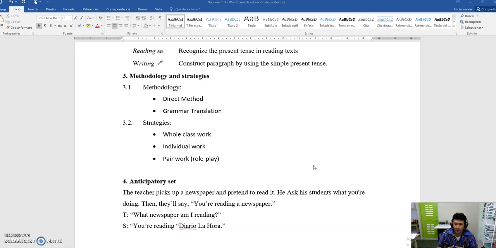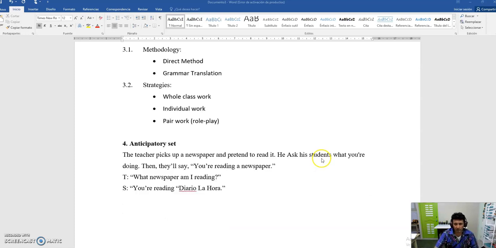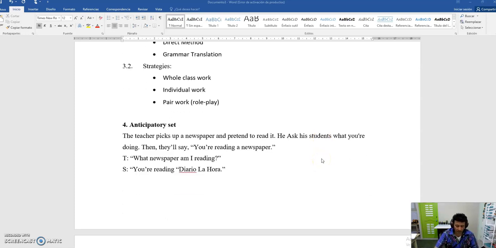And then I will ask the students, what newspaper am I reading, and students have to respond. For example, you are reading the Diario La Hora. Well, it could be any newspaper. For example, in the place where I live here in the peninsula of Santa Elena, the well-known ones are La Super and El Universo.